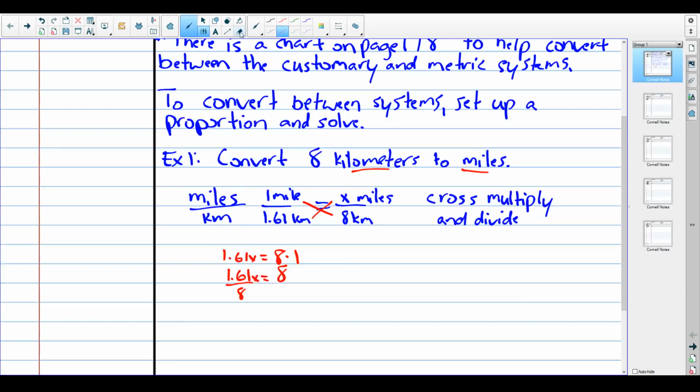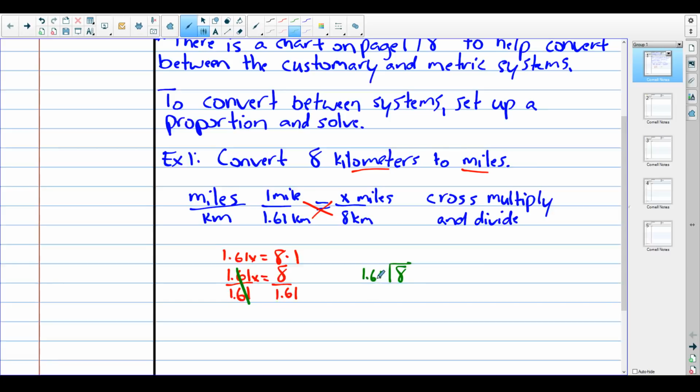No, we're not. Whoops. Don't divide by 8, that would be wrong. We're going to divide both sides by 1.61. Ha ha ha, I was testing you. Okay, so 1.61 will cancel out. That's the whole reason we did it. And then we just need to know what is 8 divided by 1.61.